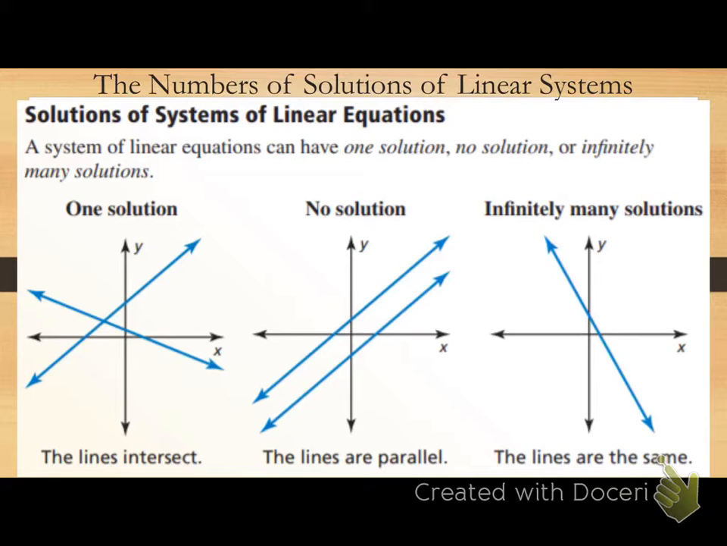You guys kind of remember talking about that? Yes. So if the lines intersect just at one point, we have one solution. The lines don't intersect, they're parallel: no solution. The lines are the same: infinitely many solutions. Questions on that?